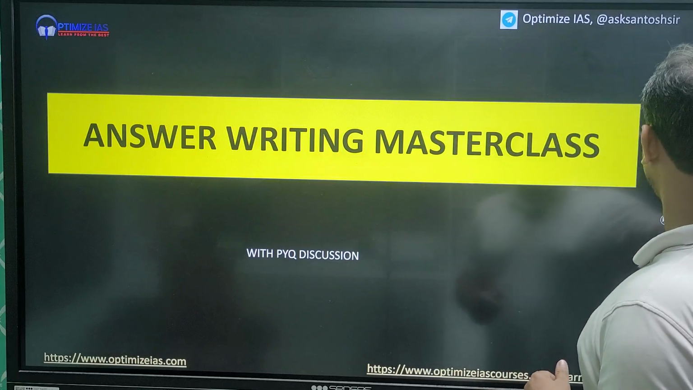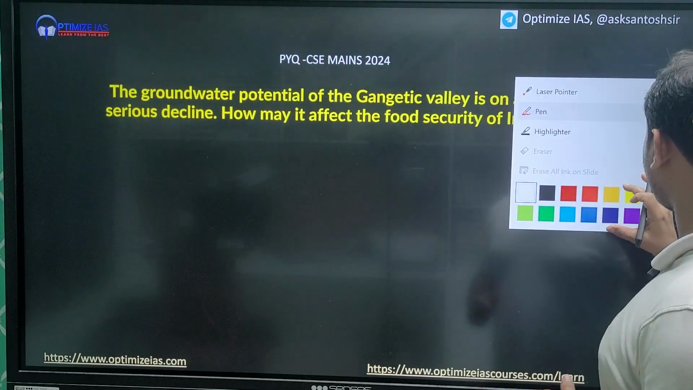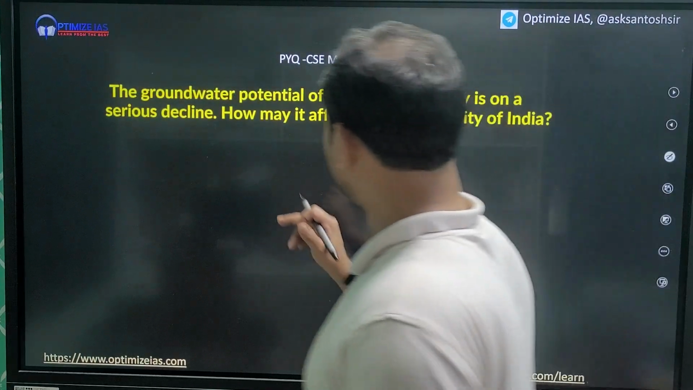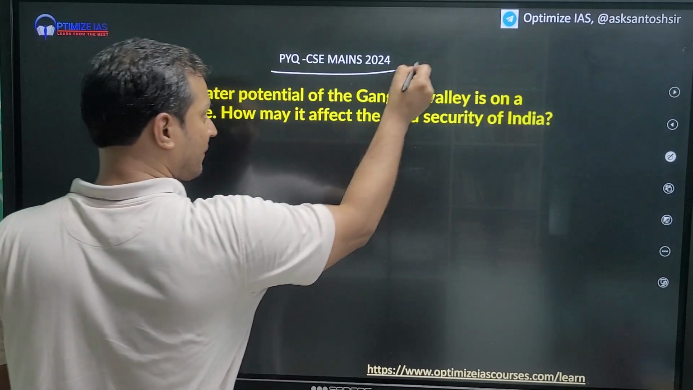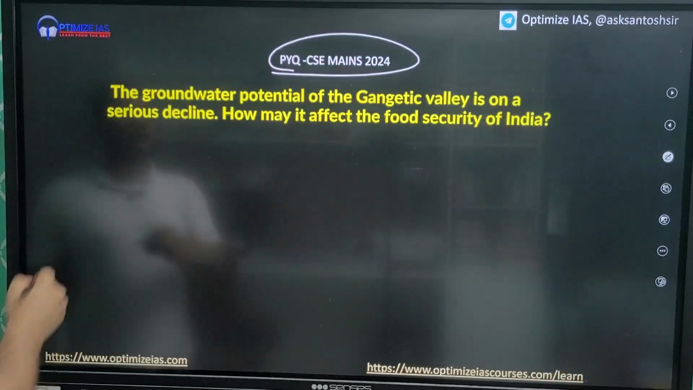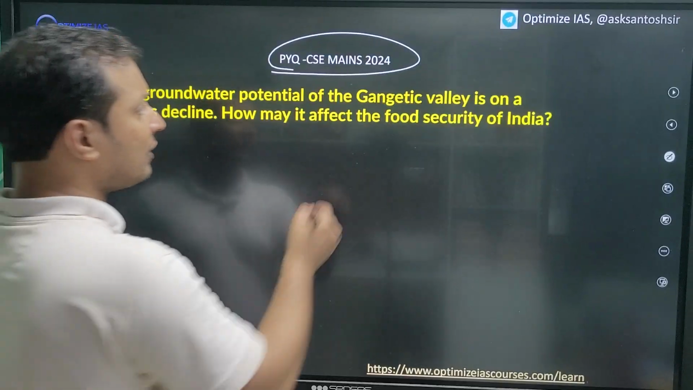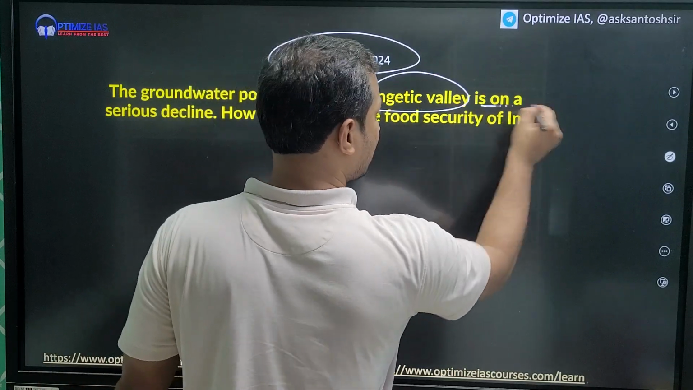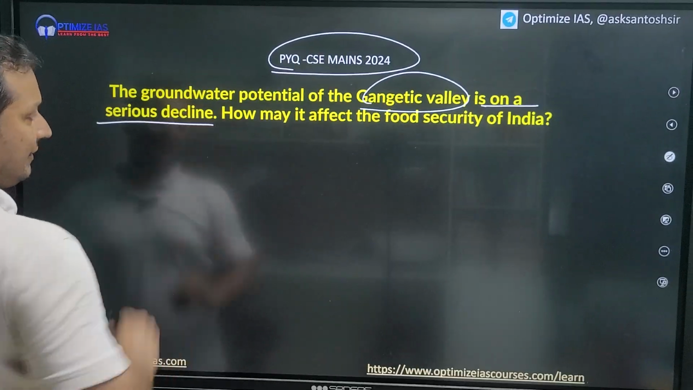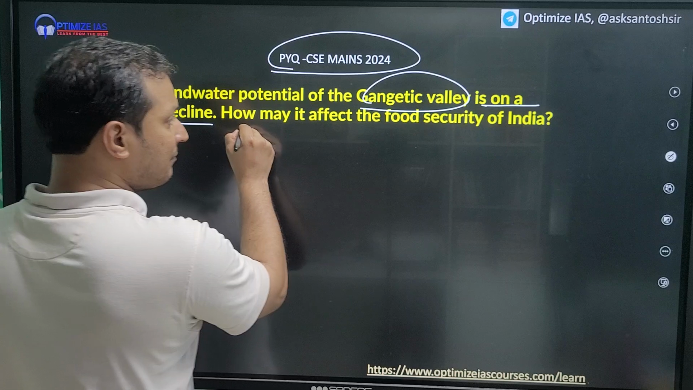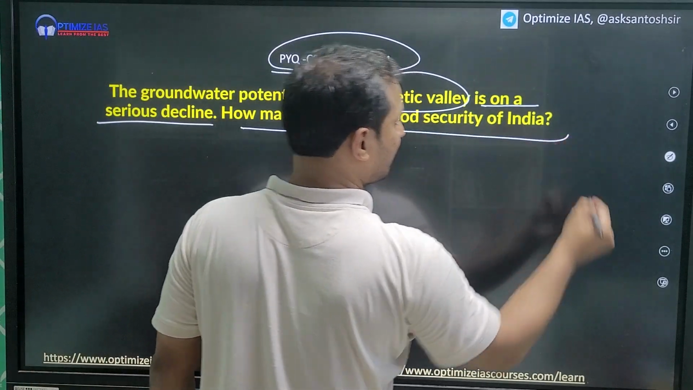So guys, today's question is from the 2024 mains examination, General Studies paper 1. You can read this question. The groundwater potential of Gangetic Valley is on a serious decline. How it may affect the food security of India.